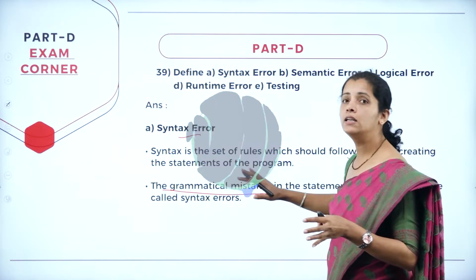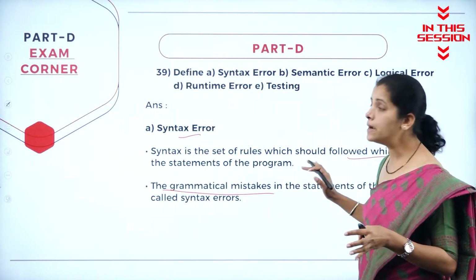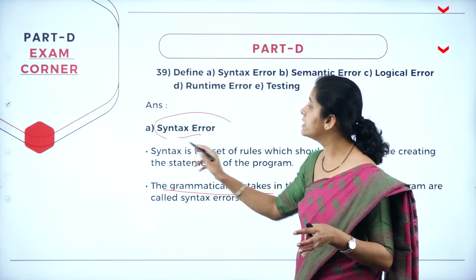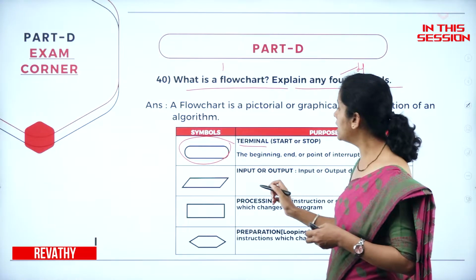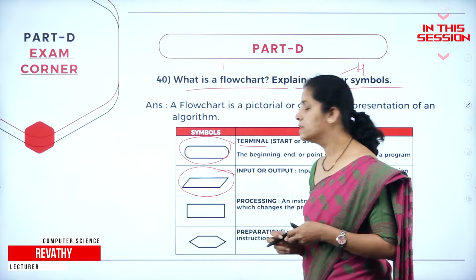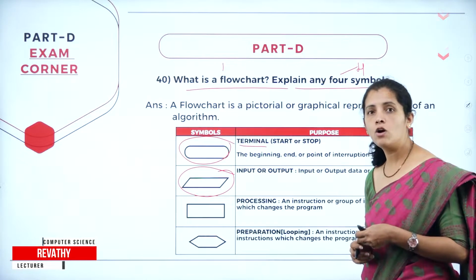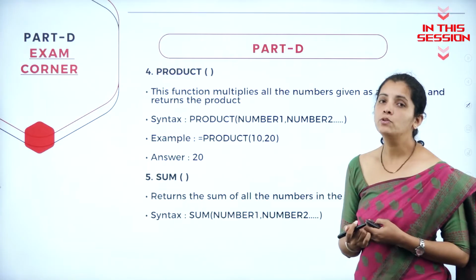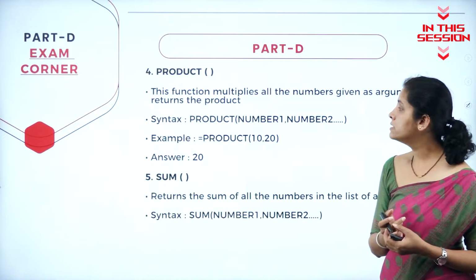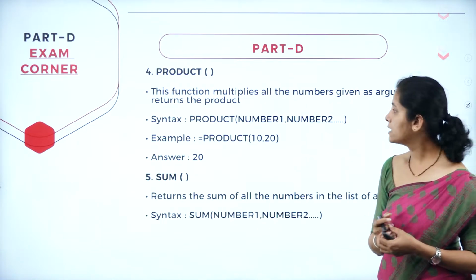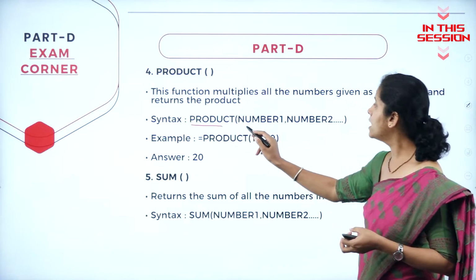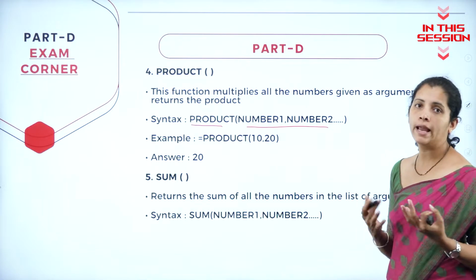The grammatical mistake in the statement itself is called a syntax error. Now, if I consider the parallelogram, this is for input or output, or data or information. Suppose I want to multiply two numbers, then I'm going to use product. So, the syntax is product, specifying two numbers or n numbers.